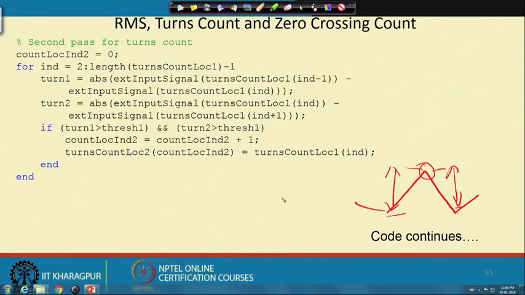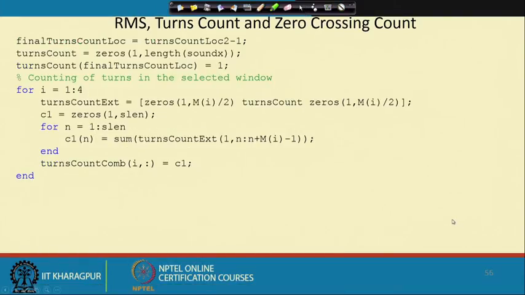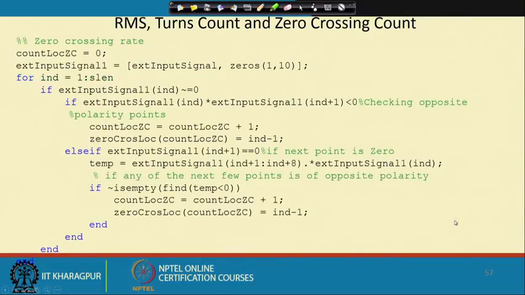However, if we get it like this, then if we look at this is a turn, this is also a turn, but the difference between them is so small that height does not justify to call it a significant turn. So, we should ignore them. Okay. So, that is the purpose of this piece of code. So, we are selecting the turns count after cleaning those parts after the thresholding.